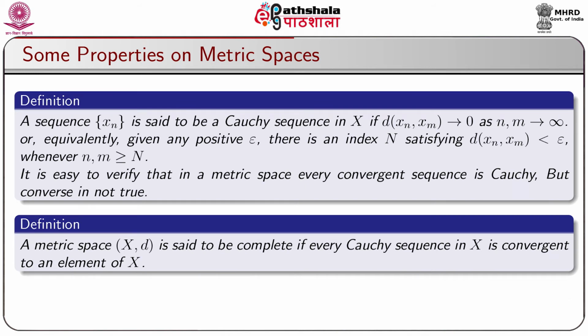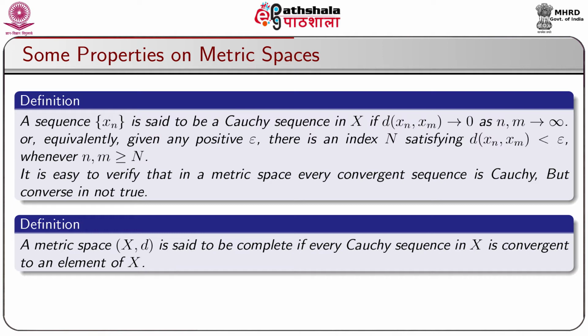Next, a sequence xn is said to be a Cauchy sequence in X if d(xn, xm) tends to 0 as n, m tends to infinity, or equivalently, given any positive epsilon there is an index N, generally taken as a natural number, satisfying d(xn, xm) is strictly less than epsilon whenever n, m is greater than or equal to capital N. It is easy to verify that in a metric space every convergent sequence is Cauchy, but the converse is not true.